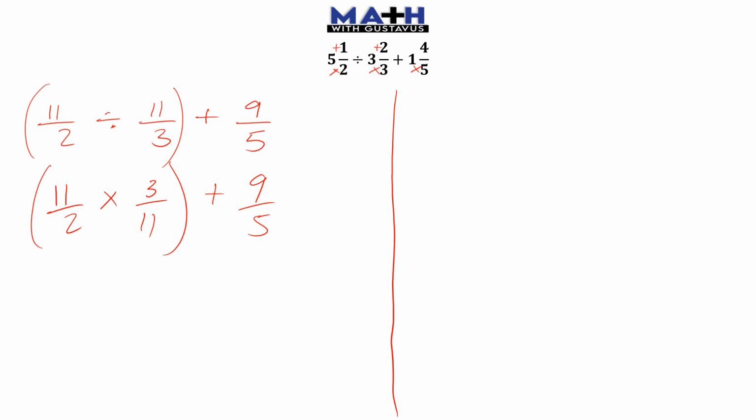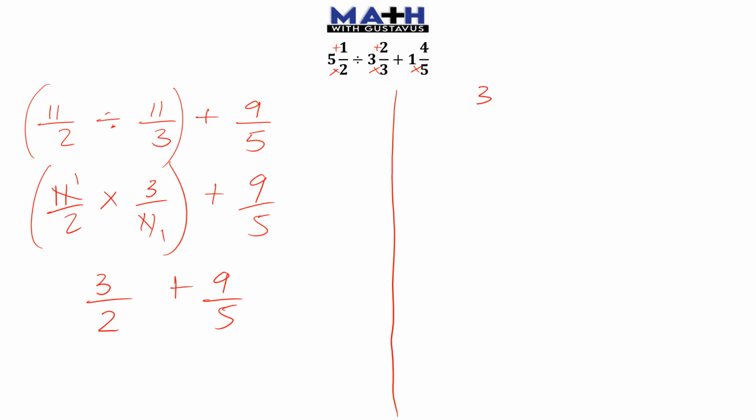On the diagonal, as you can see, we can reduce 11. 11 into 11 goes 1, and 11 into 11 goes 1. We are left with, as numerators, 1 times 3, which is 3, and then as denominators, it is 2 times 1, which is 2. Then we can just add 3/2 plus 9/5. The problem is now down to addition.